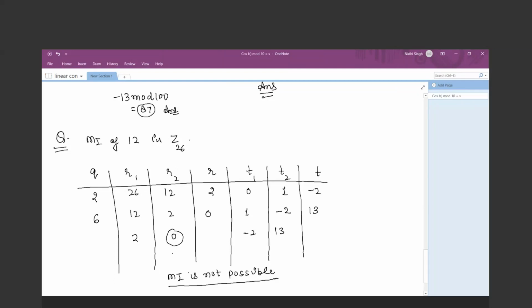Please do not write that the multiplicative inverse of 12 in Z26 is 0. 0 is the value here. So you have to write the complete statement in this way, that is, multiplicative inverse is not possible.